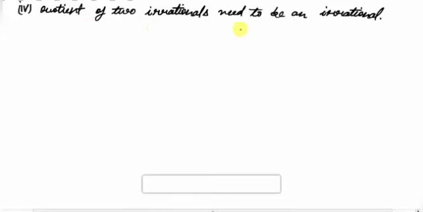Now the fourth property is all about the division of irrational numbers, which says that the quotient of two irrational numbers need not be an irrational number. That means when you divide two irrational numbers, there are examples in which we don't get an irrational number. We will get a rational number. Suppose here we have 5 root 3 and root 3.